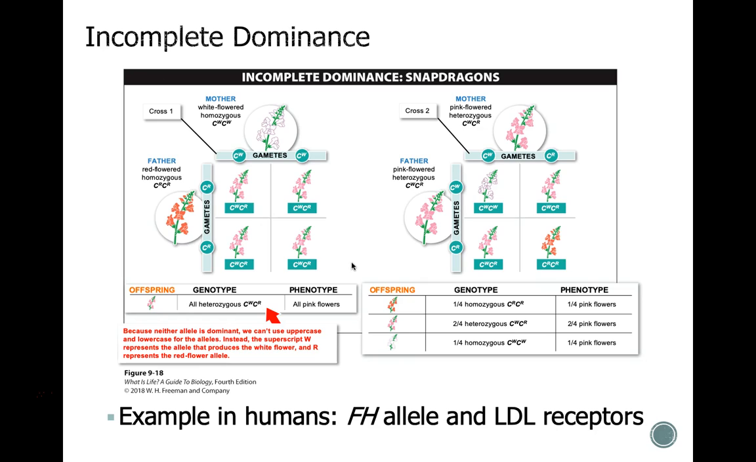Actually, let me go back. I forgot to talk about an example of incomplete dominance. So I don't know if you remember, but back in chapter 4, we talked about endocytosis, and there's a specific type of endocytosis called receptor-mediated endocytosis. Now, in one particular example, these receptors on the outside of the cell bind to cholesterol, and then through the process of endocytosis bring the cholesterol into the cell.